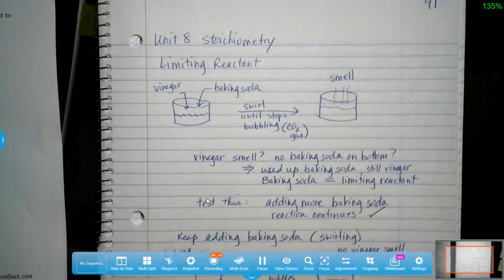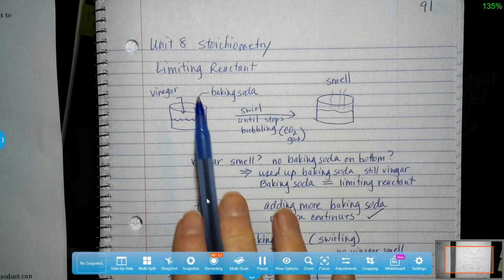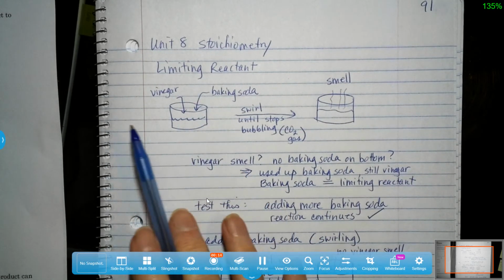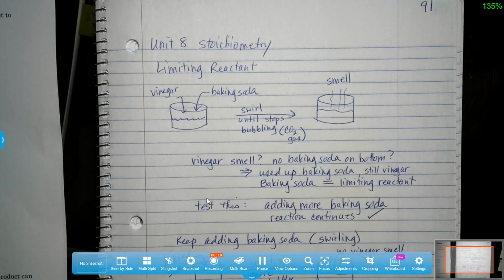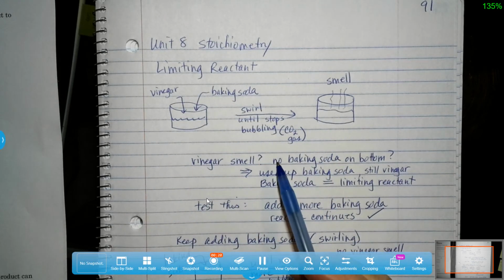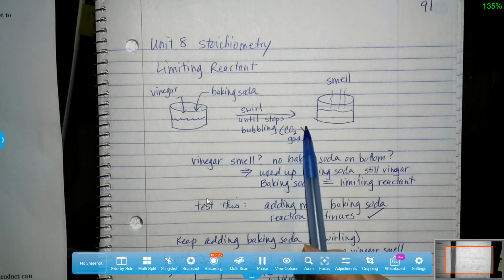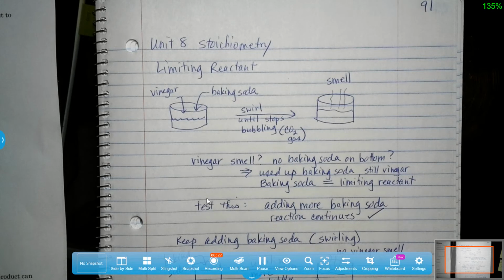Alright, so last time we talked about what a limiting reactant was, and I asked you, if you can, to do this and upload some pictures on that Google slide. Some of you weren't able to do that, but you went ahead and submitted some descriptions of alternate examples of limiting reactant. Thank you for that.